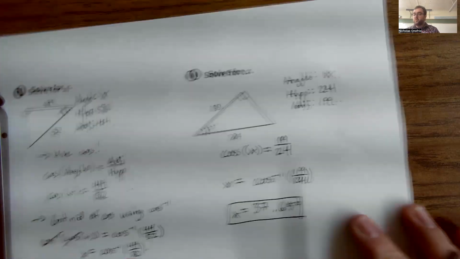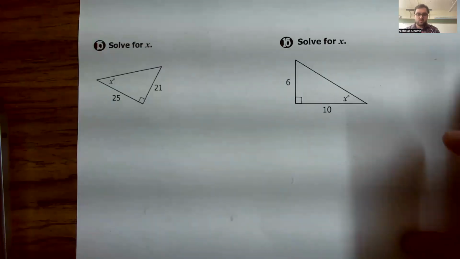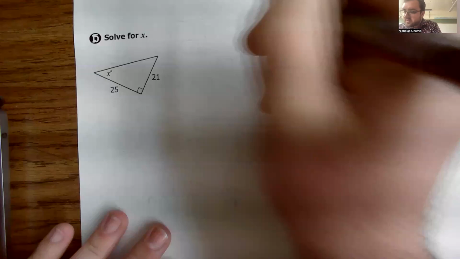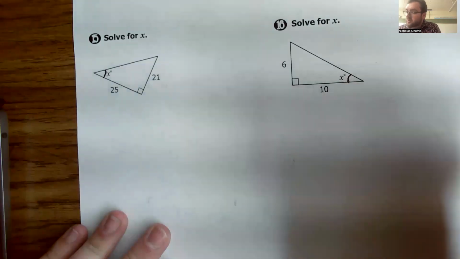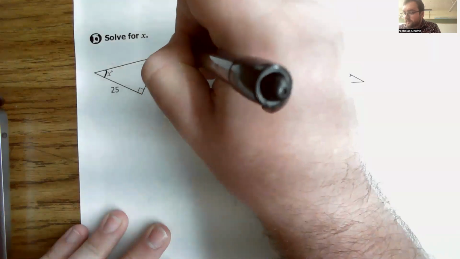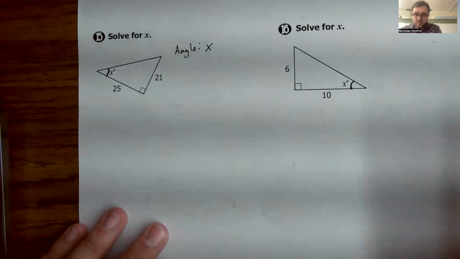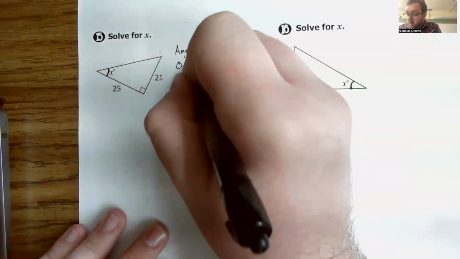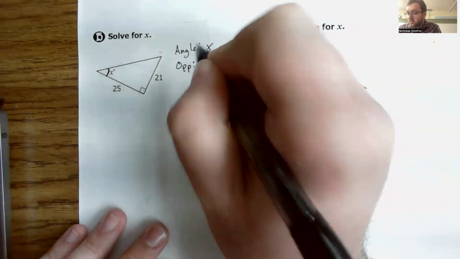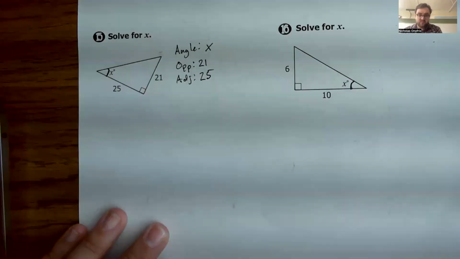Okay, we've got two more examples to work, and then I'm going to be quiet and let y'all get to work on your extra practice. Our last two are 15 and 16. On both of these, we're given our angle. Our angle for both is X. And then we look and we're not given the hypotenuse. We're given our opposite side is 21, and our adjacent side is 25.